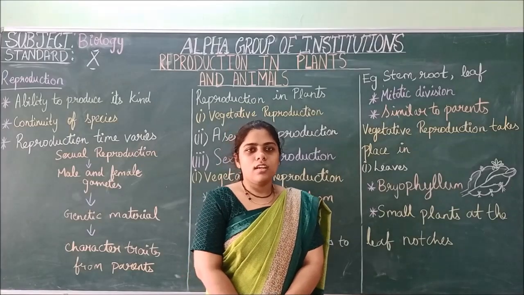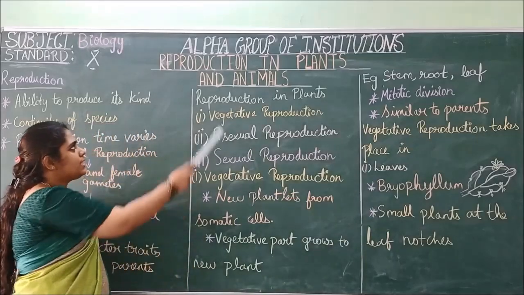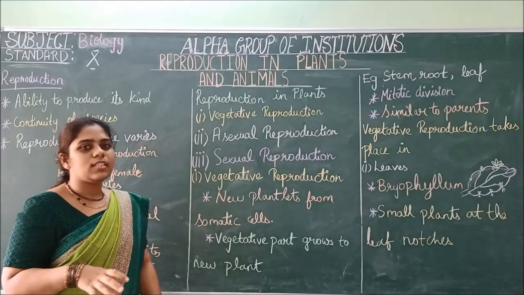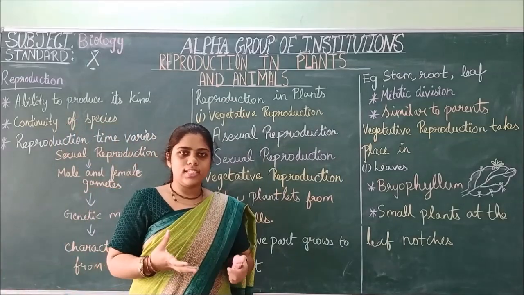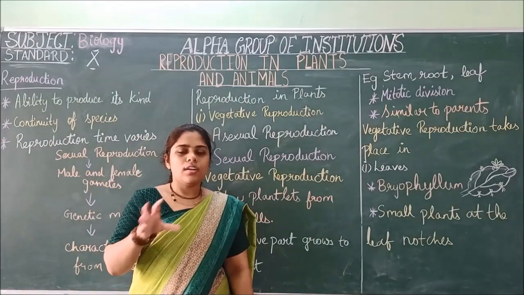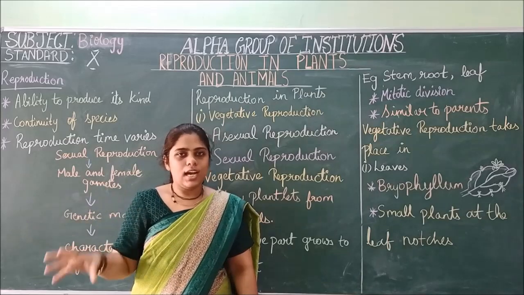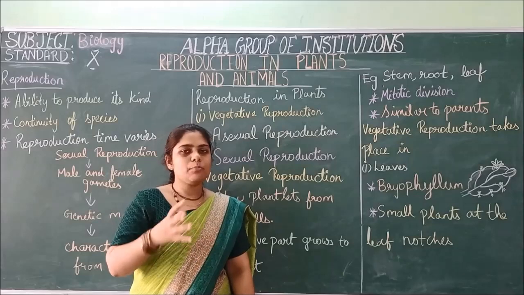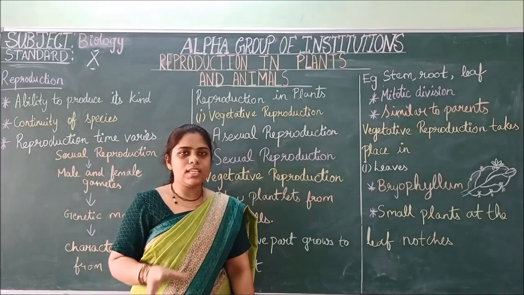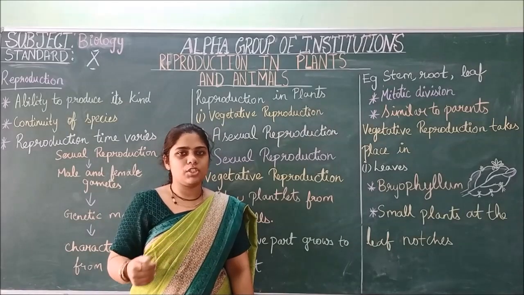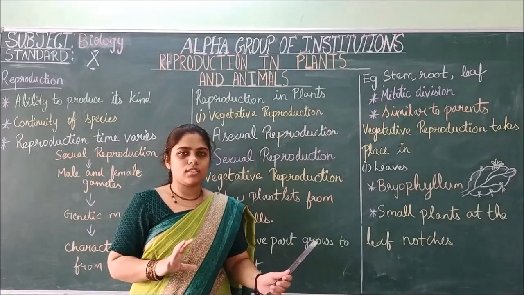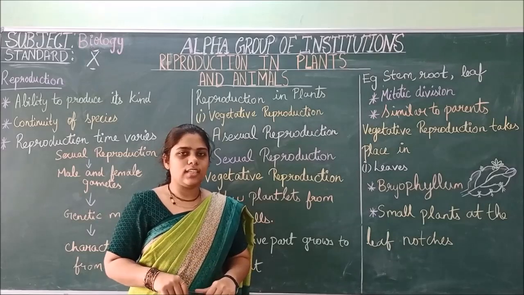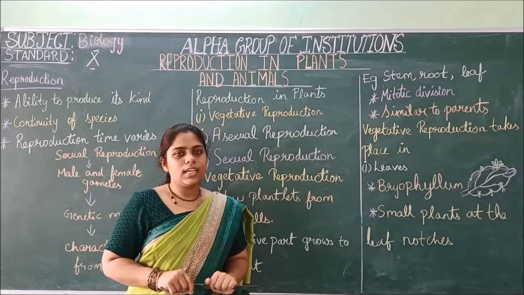Hello students, so today we are going to see the lesson Reproduction in Plants and Animals. In this lesson we will see what reproduction is and how reproduction takes place in plants, the types of reproduction, and also the reproductive organs of animals and some of the hygiene measures regarding the reproductive system. So in this lesson you will see all these things in detail. So let us go into the lesson.